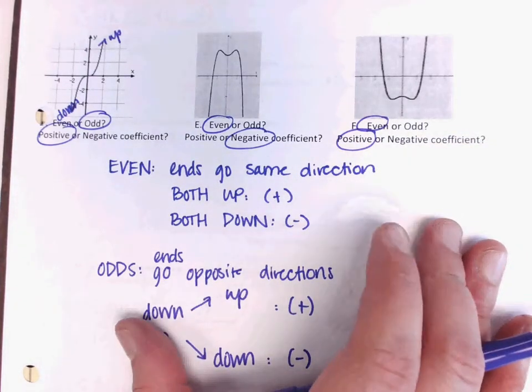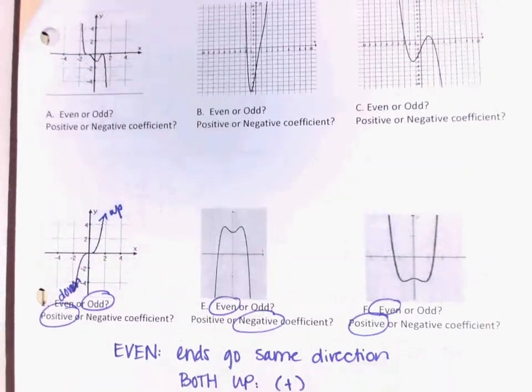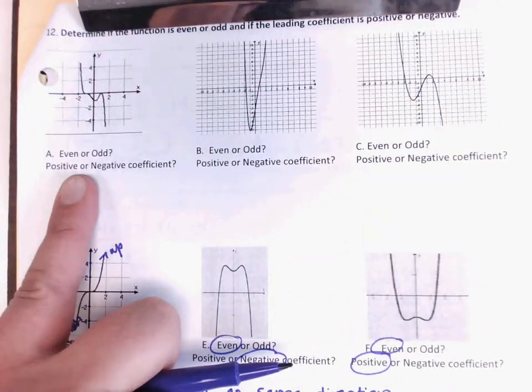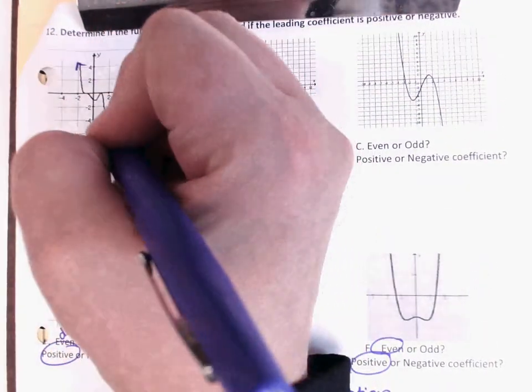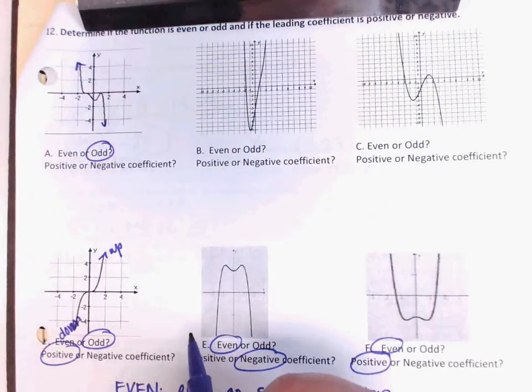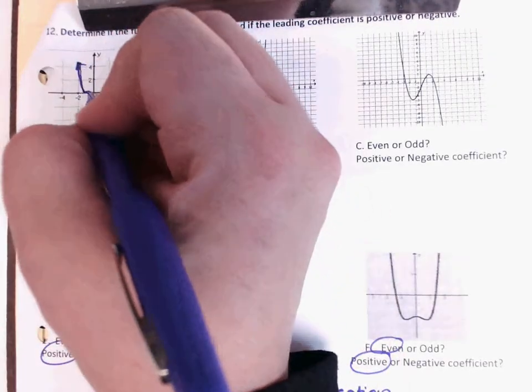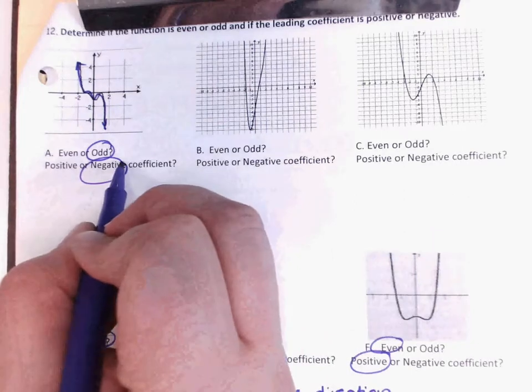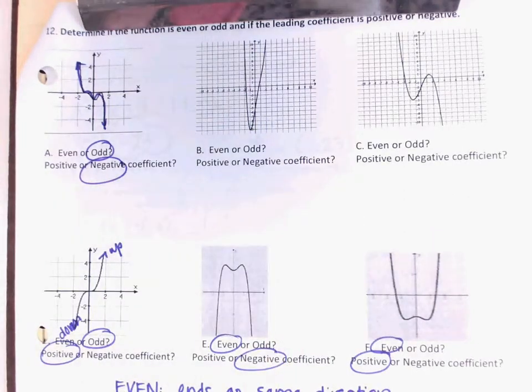Do the very top one, left. What's this one? Odd or even? Odd, because they're opposites. What's the overall sign? It goes from up to down, that's negative. Okay? So you only have like 5 questions left. You should be able to finish this.